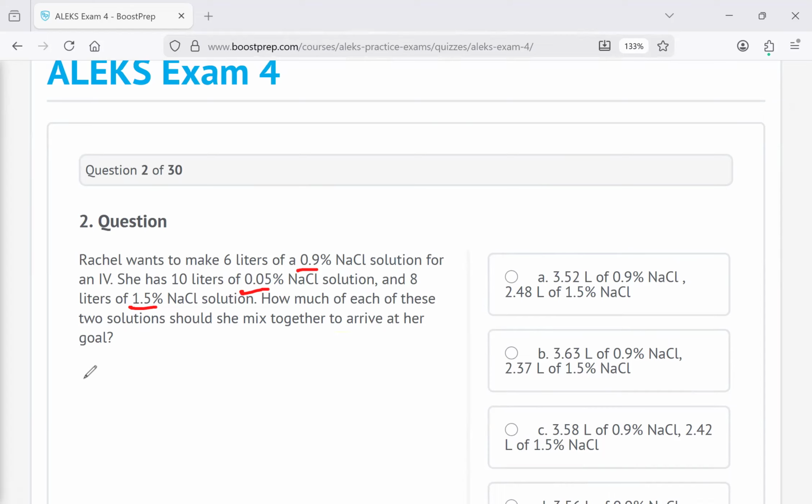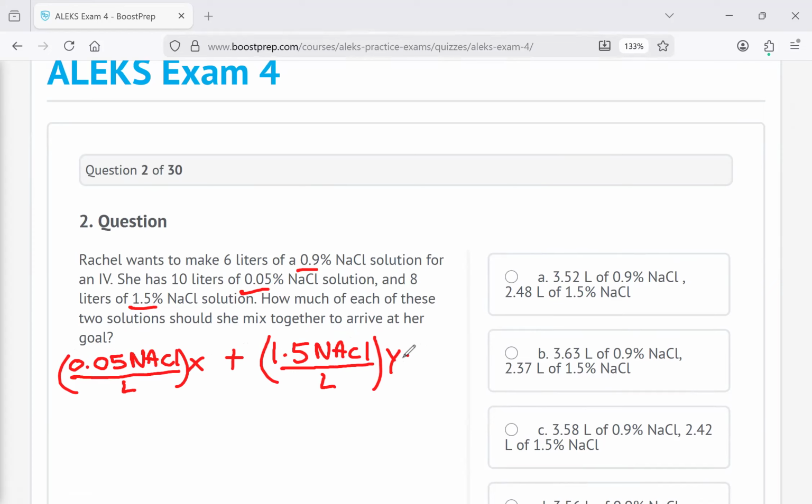So the first equation is going to be 0.05 NaCl over liters times x plus 1.5 NaCl over liters times y equals C times V.